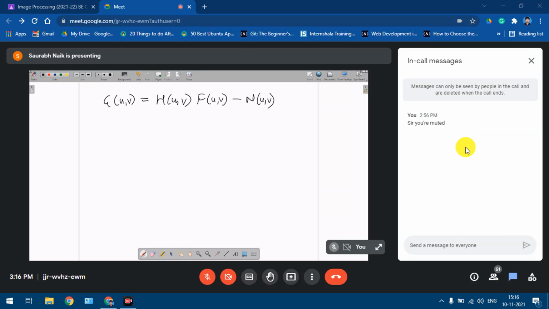Now we just want to reshuffle this so that we find out what is F of u comma v. So we take N of u comma v to the left. So we would have G of u comma v plus N of u comma v is equal to H of u comma v into F of u comma v. Okay, just reshuffling this equation and then finding out what is F of u comma v. So this would be G of u comma v divided by H of u comma v plus N of u comma v divided by H of u comma v.